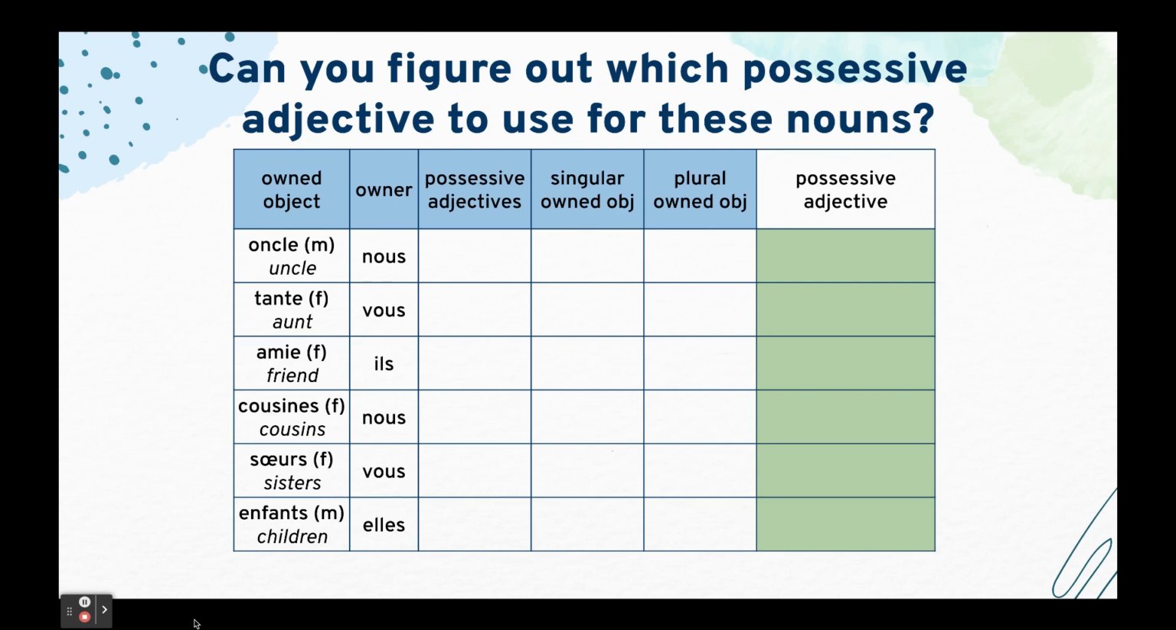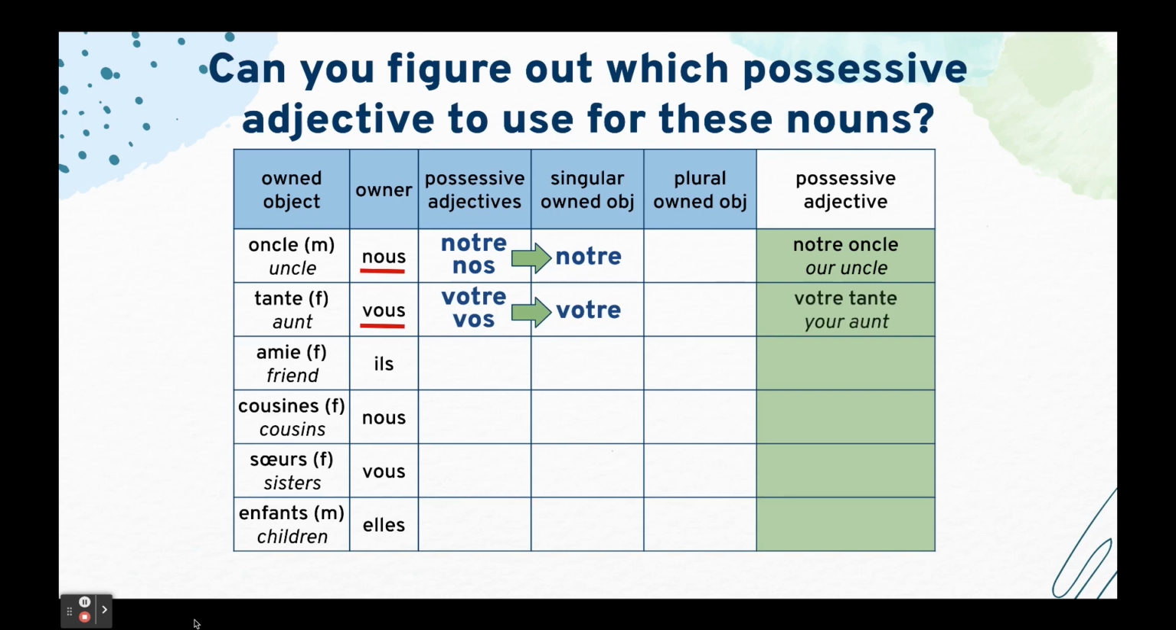On the left, let's look at oncle, uncle. Who owns the uncle? Nous, we. He is our uncle. So how do we say our uncle? For nous, we look at notre or nos. Because it's singular, we can only use notre. So we have notre oncle, our uncle. Then for tante, the owner is vous. Our choices are votre or vos. Because it's singular, we use votre, votre tante, your aunt.